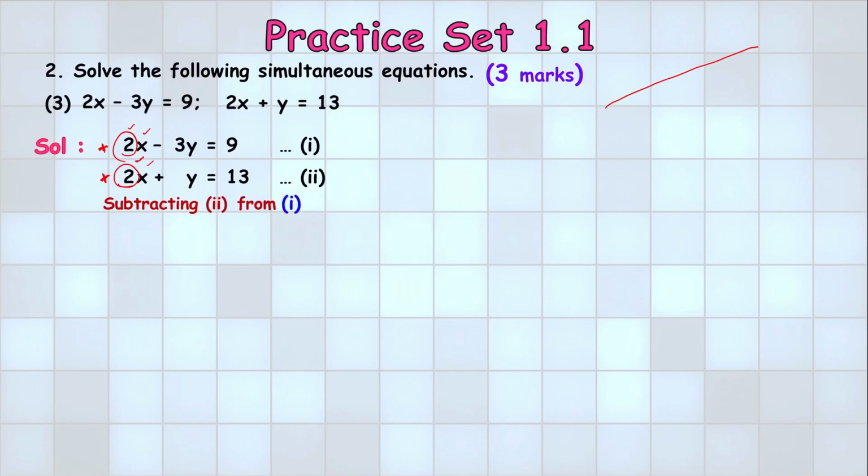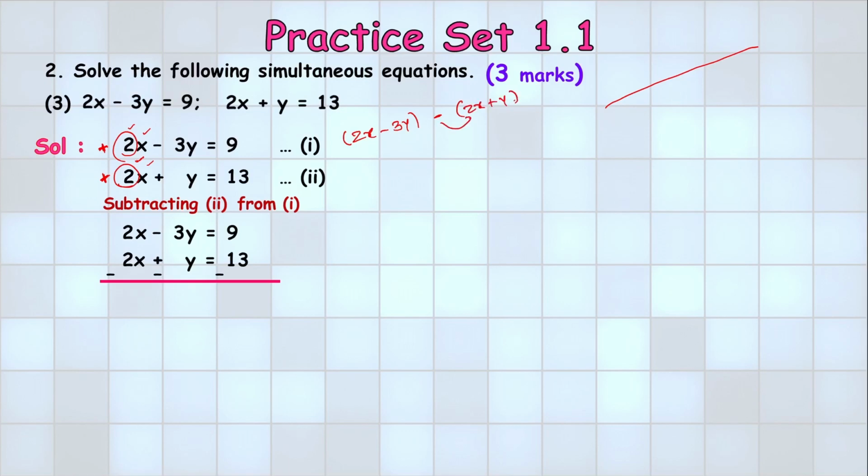So subtracting 2 from 1, what do I get? This is the first equation, this is the second equation. So all the signs will change. Plus will become minus, and this also plus will become minus. Okay, as I had told you earlier, what is happening here? Why is this minus coming? Because this is 2x minus 3y subtracted from 2x plus y. So this minus goes inside, so it becomes minus 2x. This minus goes inside, so it becomes minus y. And RHS is 9 minus 30.